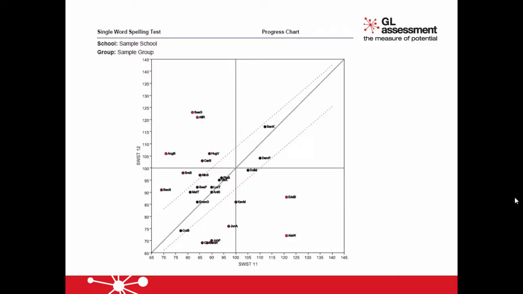Each dot represents a pupil, and the solid lines show the average or standard age score of 100. Read from the horizontal axis to see the pupil's first score, and then look at the vertical axis to see the subsequent score. If this is above the upper dotted line, then the progress has been above average. Similarly, if the score is below the lower dotted line, then the progress has been below average.